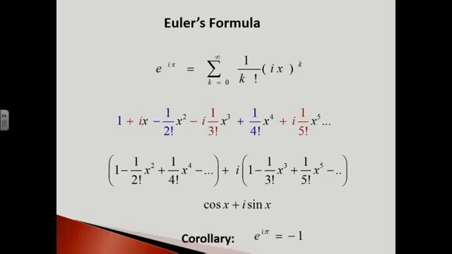When x equals pi, we obtain the identity exponential of i pi equals minus 1. This is the end of section 8.8.